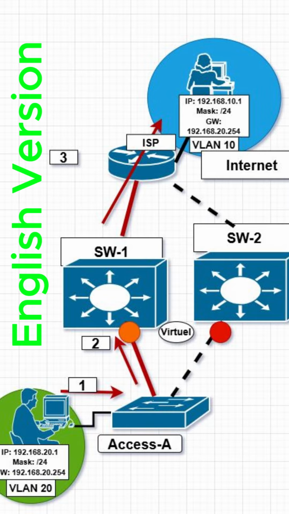To resolve that, we need a function, we need a protocol which allow us to configure a virtual IP address which will be used as the default gateway. No more the physical IP address configured on the switch virtual interface, SV1 and SV2. We need a virtual IP address.